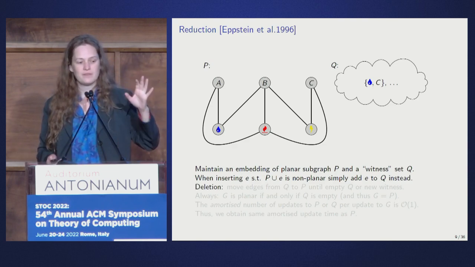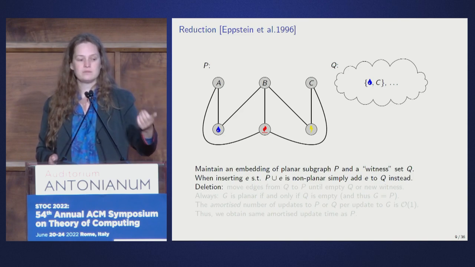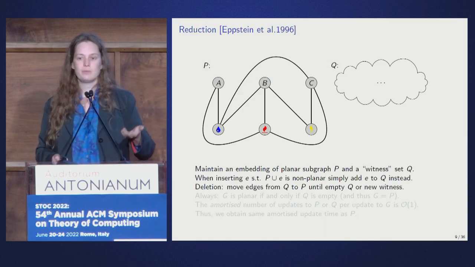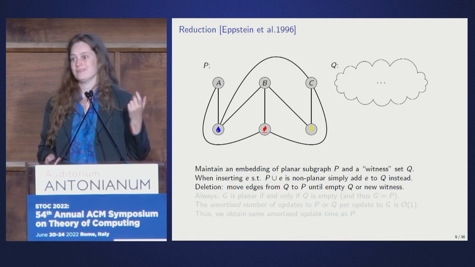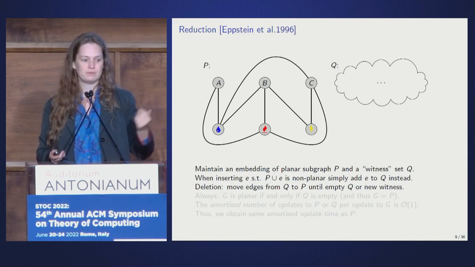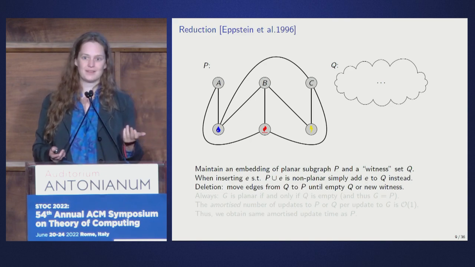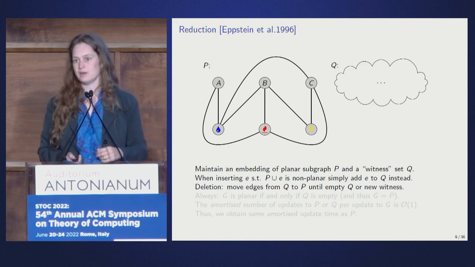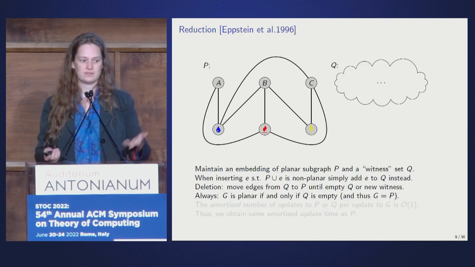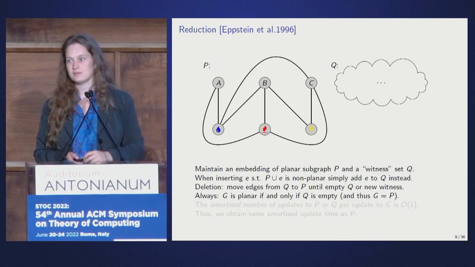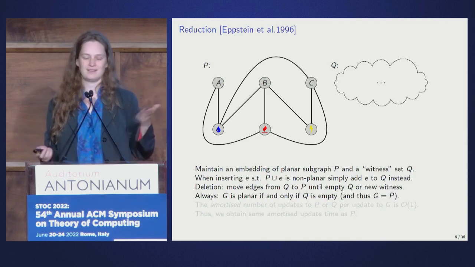And whenever something is deleted, we have to try elements from the drawer until either the drawer is empty or we found a new witness. So now the answer is yes, the graph is planar if and only if the drawer is empty. And thus this planar subgraph is equal to the entire graph. That's a reduction. Ah, isn't it nice?